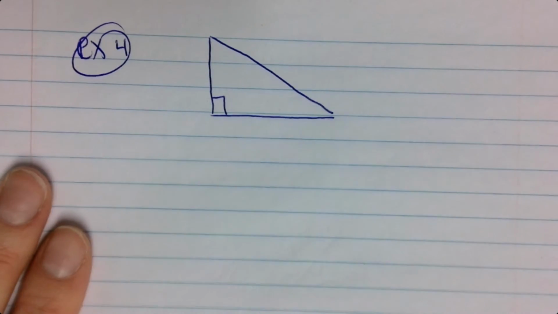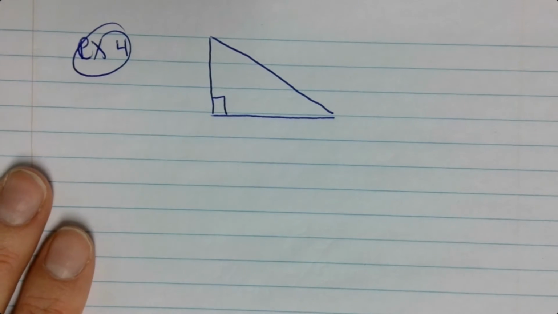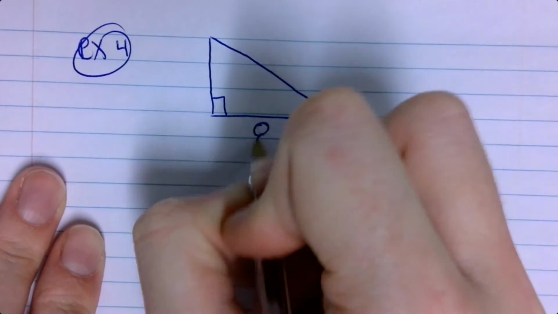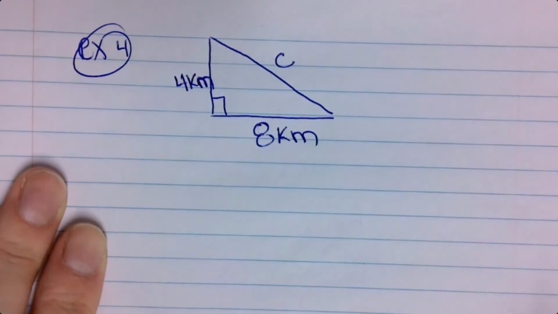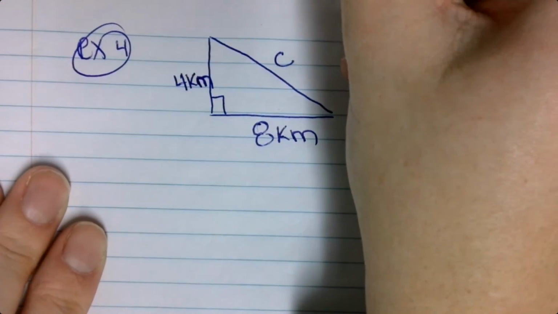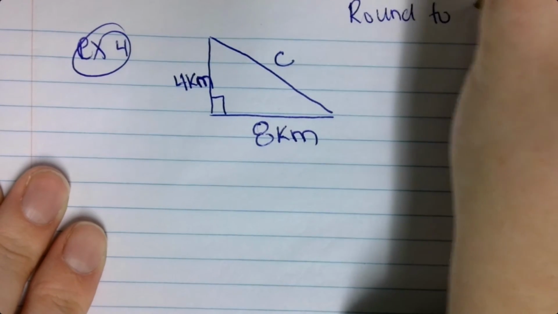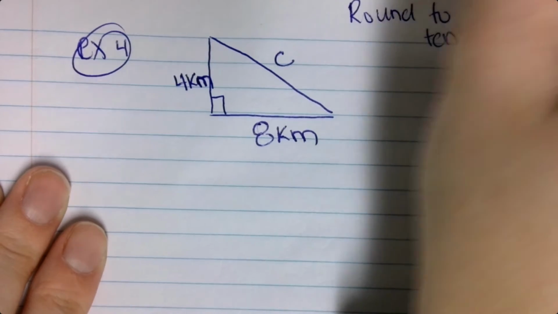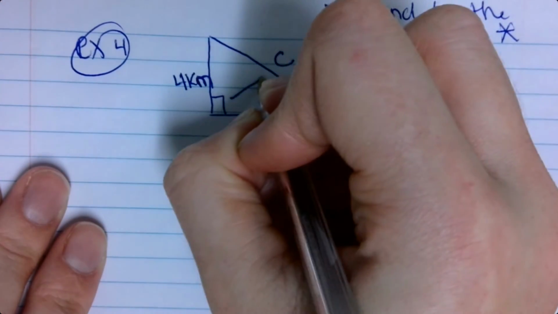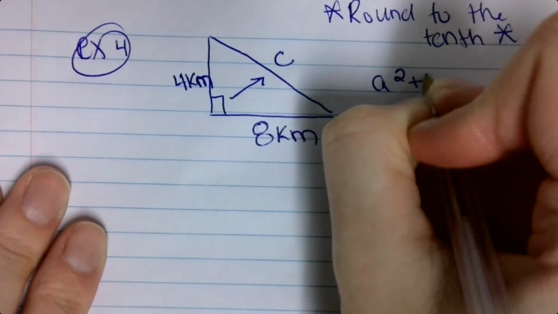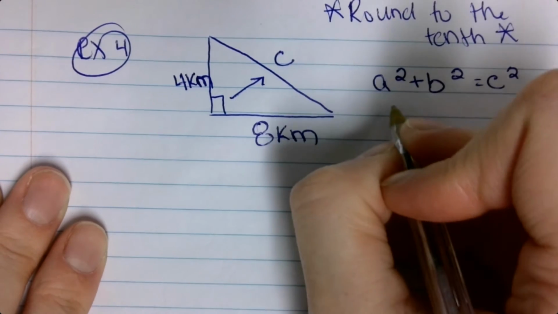All right. So number 4, example 4, is going to be a right triangle. This is going to be 8 kilometers left to right, 4 kilometers up and down, and this is going to be C. Here is what I want you to know, though. I want you to round to the 10th. So same thing as before. This is across. So we have a squared plus b squared equals c squared.